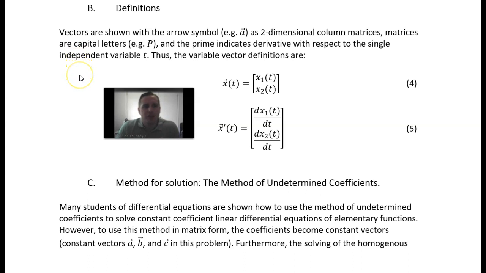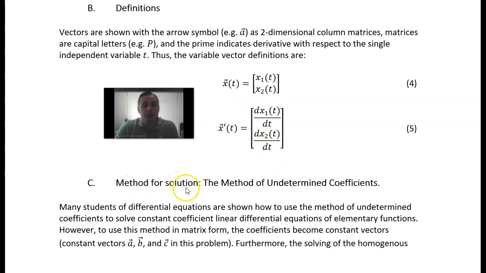So let's make some definitions first here. The vectors that are shown with the arrow symbol, again, are two-dimensional column matrices. Matrices are given by capital letters, so capital A and capital P will often be used in this problem. The prime indicates derivative with respect to a single independent variable, t. So you could imagine that vector x is x1, x2 as a column, and these are functions of t, and then x prime of t is the time derivative of each of those component functions.